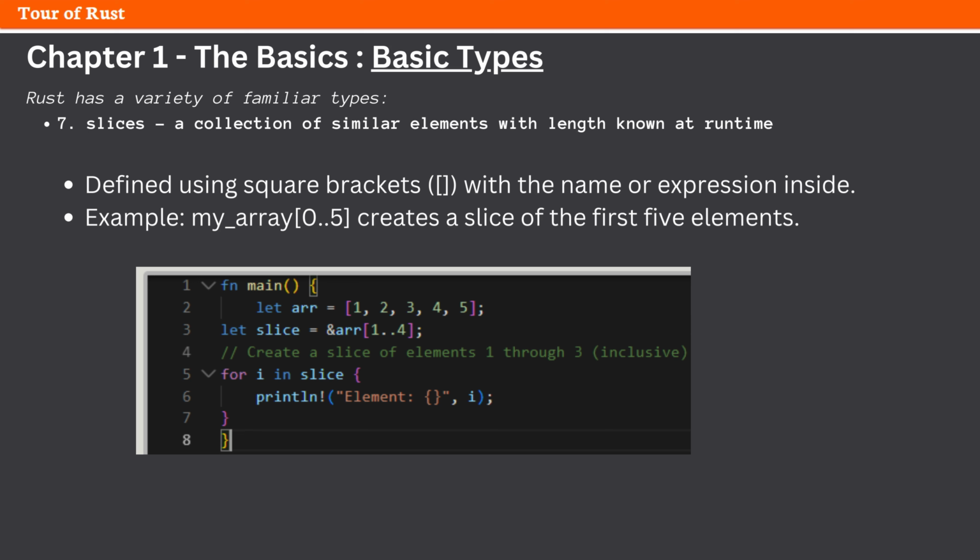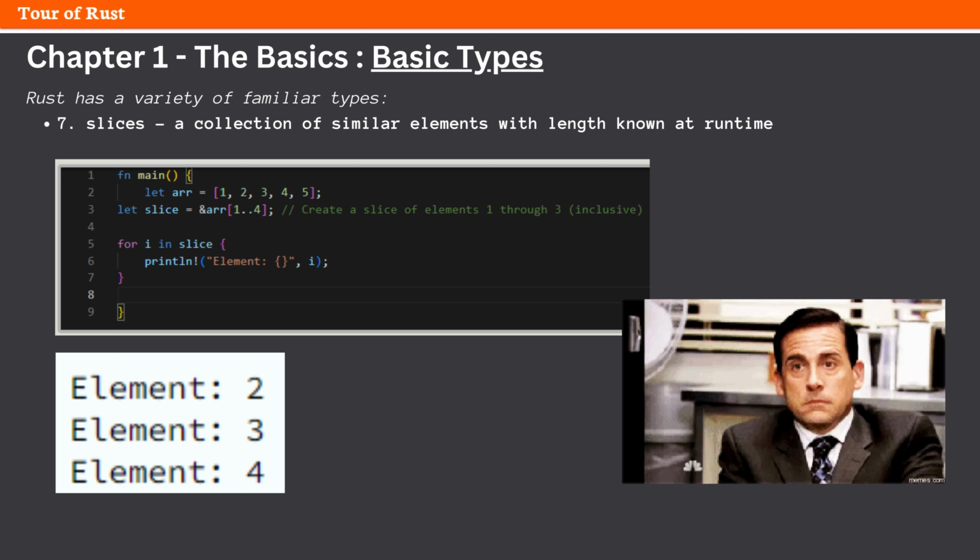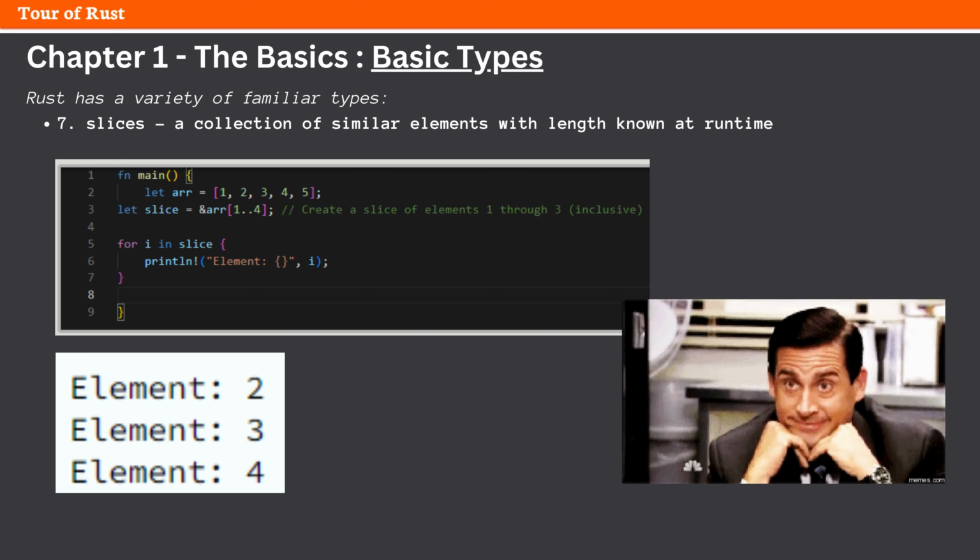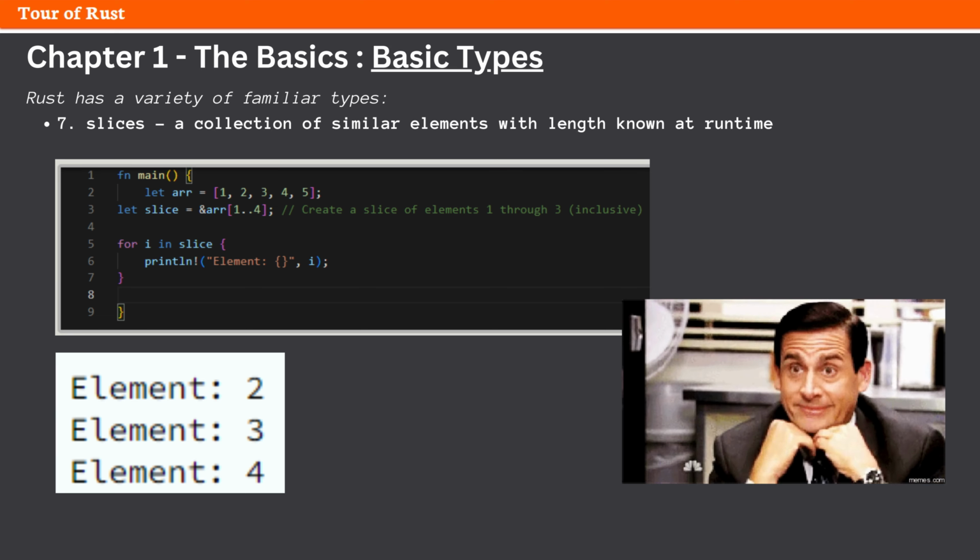Example, Rust. let arr = [1, 2, 3, 4, 5]. let slice = &arr[1..4]; create a slice of elements 1 through 3 inclusive. for i in slice, println element i. Output: element 2, element 3, element 4. Explanation. The variable arr is an array of 5 elements. The slice is created by taking a reference to the elements in the array from index 1 to index 4, exclusive. The for loop iterates over the elements in the slice, printing each one. Notice that the slice doesn't own the underlying data. It just provides a view into it.